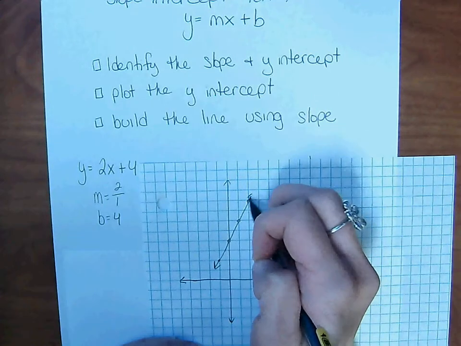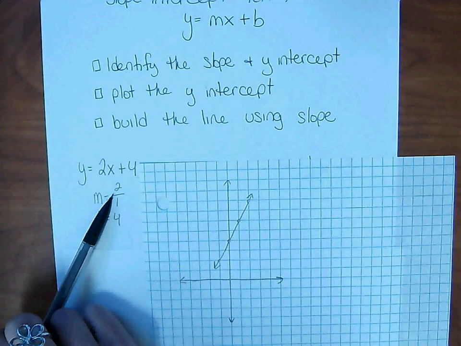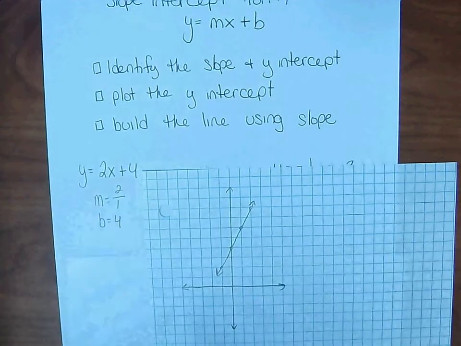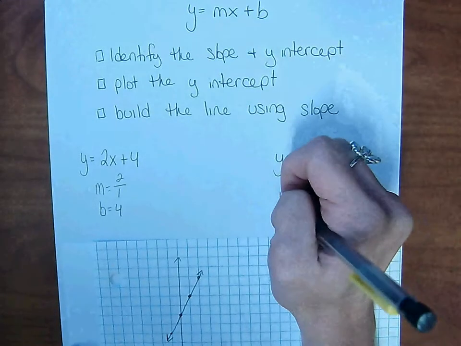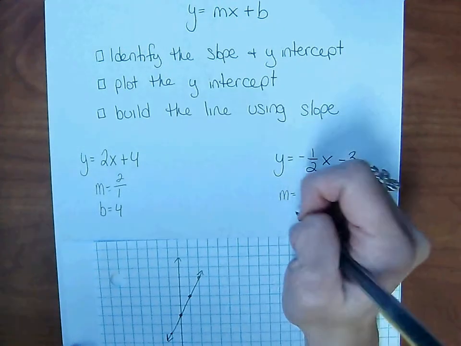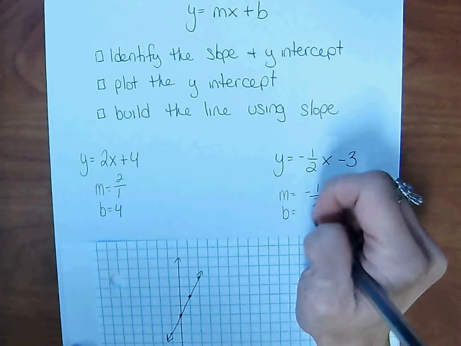And hopefully you noticed that your slope was a positive 2, and you know that the top of your line with a positive slope should be pointing to the right, which this line is, so we know we did it correctly. So for the next equation, y equals negative 1/2 x minus 3. Slope is negative 1 over 2, y-intercept negative 3.